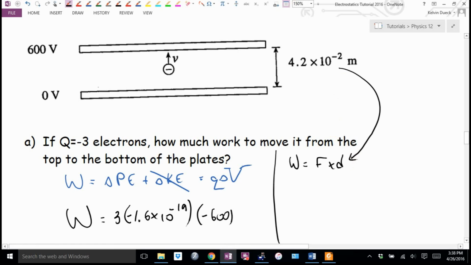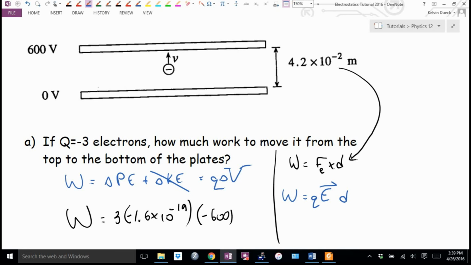Clay, that distance there. Force. Which force, Clay? Look up. Electric force. What's an equation for electric force on your formula sheet? I can't use the one with the R in it. Is there another equation that has electric force? You're right. Get the F by itself, please. QE? Yes? Do I know Q? Negative 3 electrons. Oh, 3 electrons. That's positive. Do I know the distance? Yeah. Do I know the electric field?